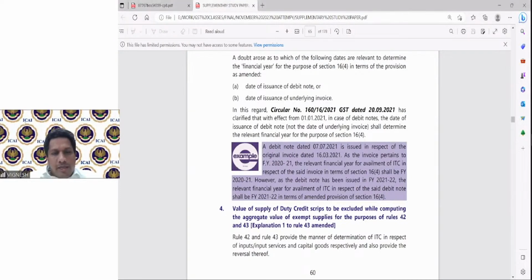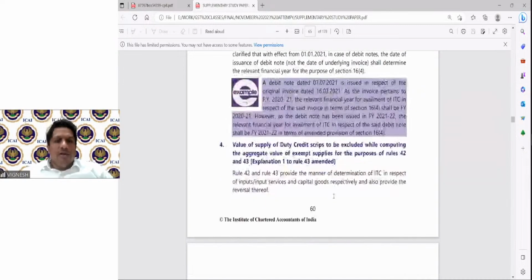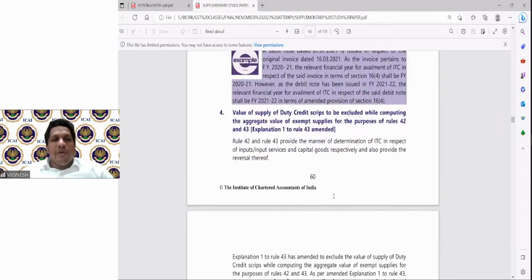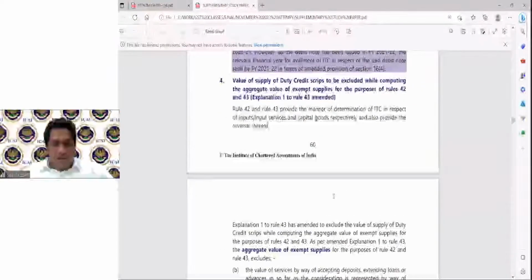Yeah. Then the next amendment: value of supply of duty credit scrips to be excluded while computing the aggregate value of exempt supply for the purpose of Rules 42 and 43. So first of all, what are duty credit scrips? We have to understand. And for claiming 42 and 43, they have to be exempted.